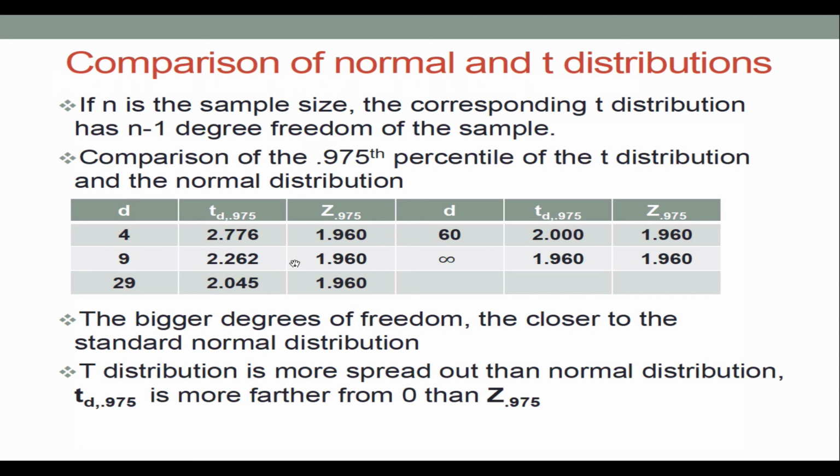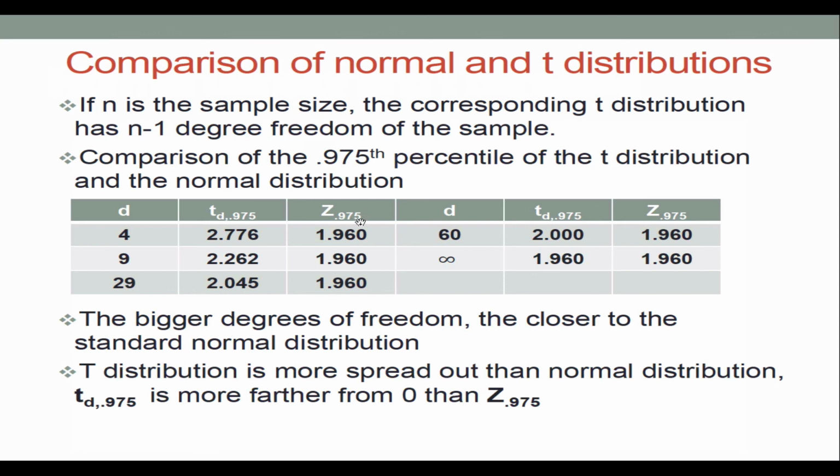Then this table just compares the 97.5 percentile for the t distribution with the normal distribution. The table shows you that as the degrees of freedom go up, on the tail of the t distribution, we're just looking at one data point, it shows you t is approximating the normal distribution. As the sample size increases, t is more and more like the normal distribution.